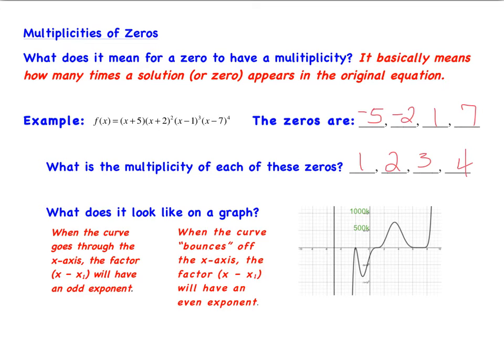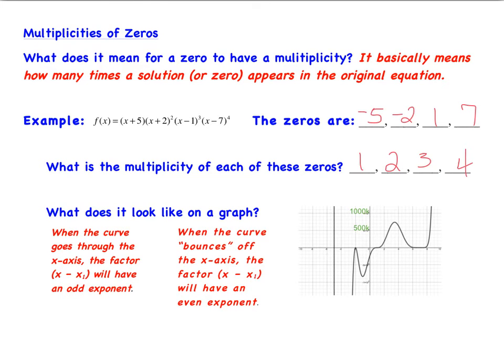Okay, so what does this look like on a graph? Well, we're going to use this graph right here, which represents this equation. I also want to make a note that this y-intercept here is 500K, or 500,000, and this one is 1,000K, or 1 million. When your curve goes through the x-axis, the factor x minus x1 will have an odd exponent.